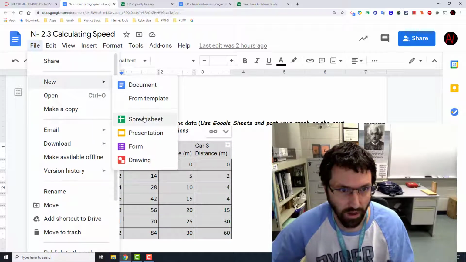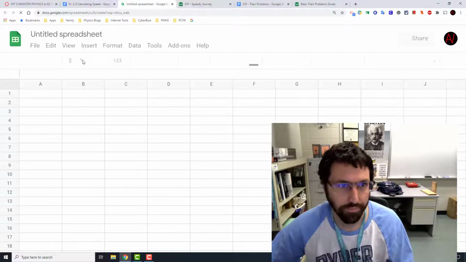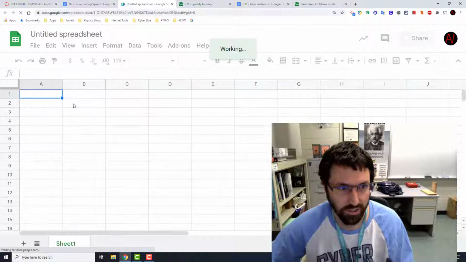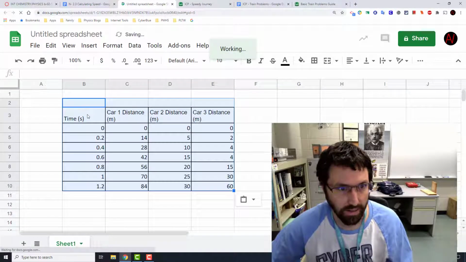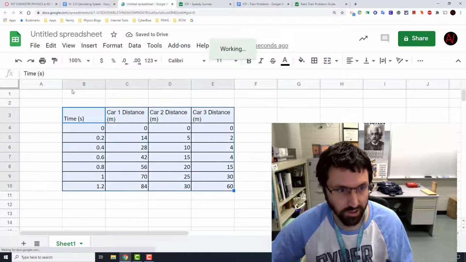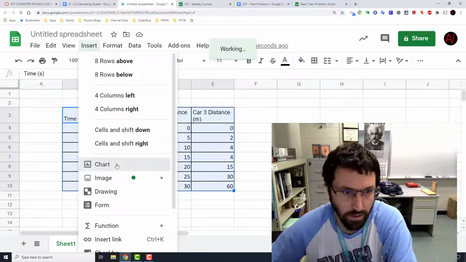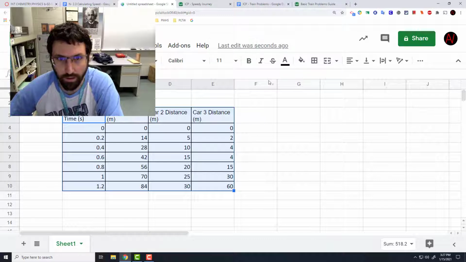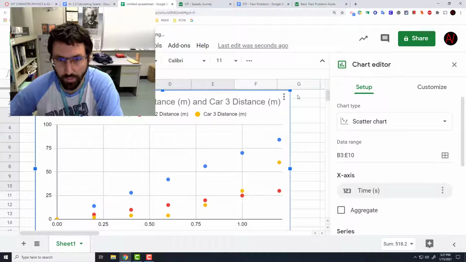So I click new, I highlight my data, I copy it, I open a new spreadsheet. Once the spreadsheet loads, I paste my data in, I highlight just the data and the columns. I'm going to hit Insert, Chart. It thinks for a minute, and then this creates a nice scatter chart for me.